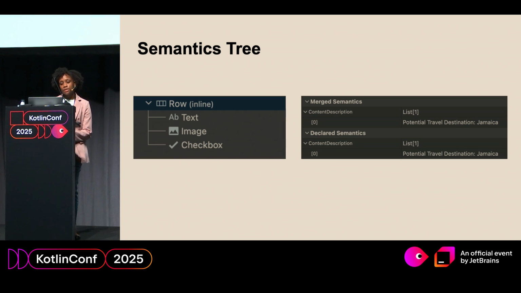And then with declared merge semantics, the node's own declared semantics and any child node semantics that should be merged up the tree. So it would be including the parent and their children. You can think of it as a summary of what this component and its children mean to accessibility services. And you can use them to group smaller UI elements into a single accessibility item.